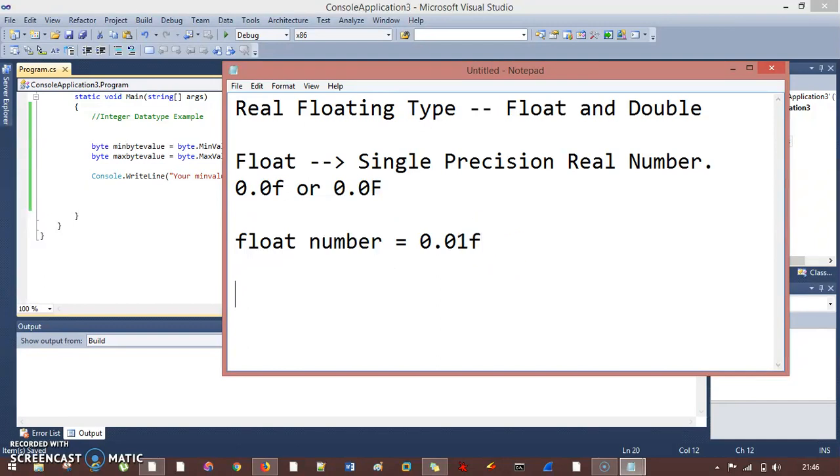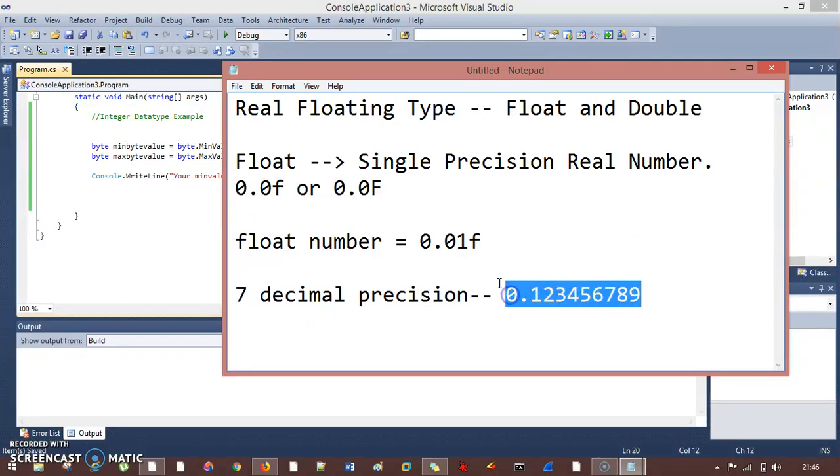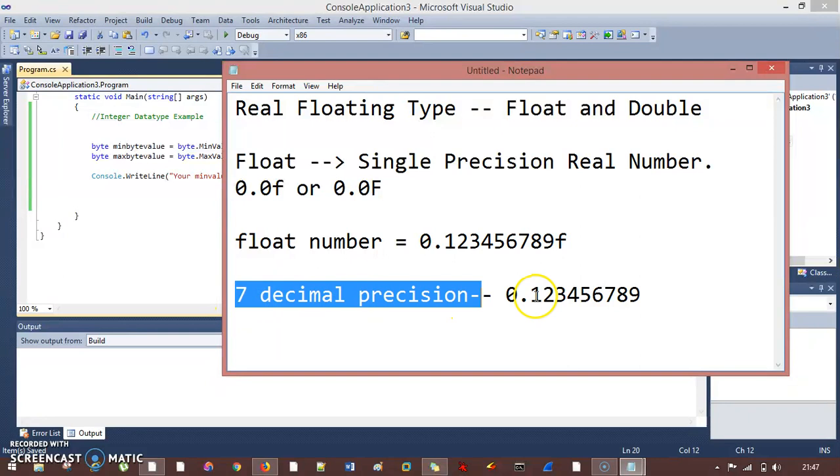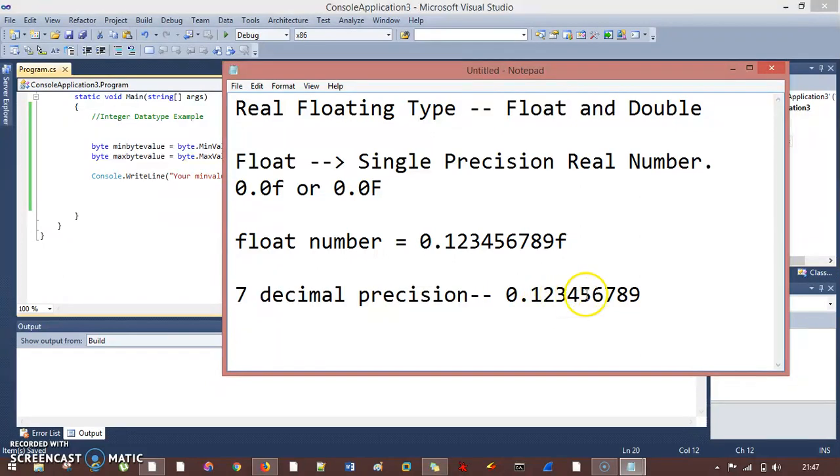Now float has 7 decimal precision. It means, let's say we have a number like 0.123456789, a long number. While declaring it here, and when you print this number with Console.WriteLine, your output will not look like this. It is 7 decimal precision, so float will take only 7 decimals. In the output window you will get the number something like this.